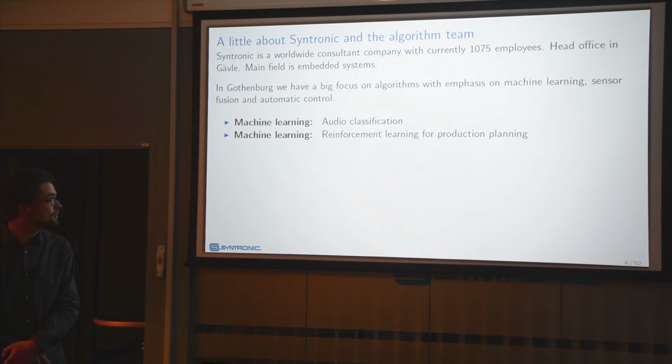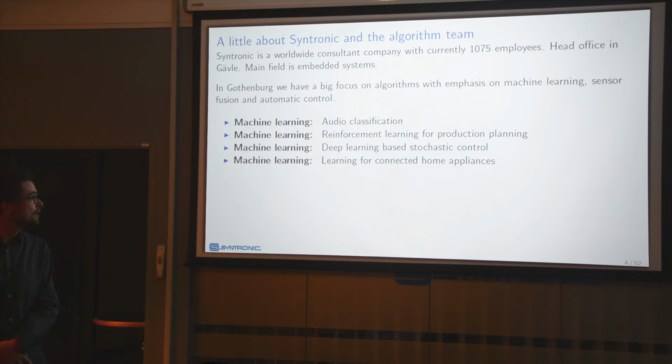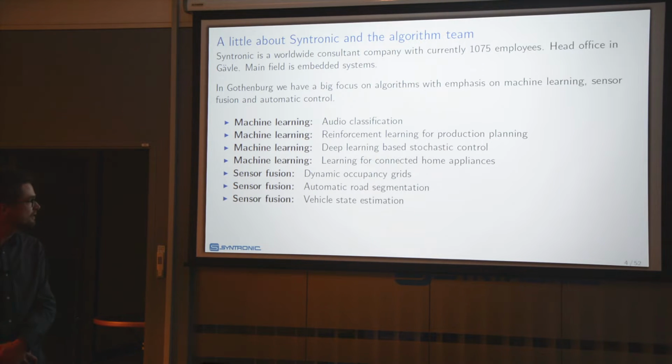We did some reinforcement learning for production planning last fall, which we will continue in the spring with reinforcement learning for warehouse scheduling. And we did some deep learning for stochastic control. That's what you will learn about today. Also some learning for connected home appliances, so some IoT. Sensor fusion: dynamic occupancy grids, automatic road segmentation, vehicle state estimation. Automatic control: we're good at model predictive control, optimal path generation, some examples.